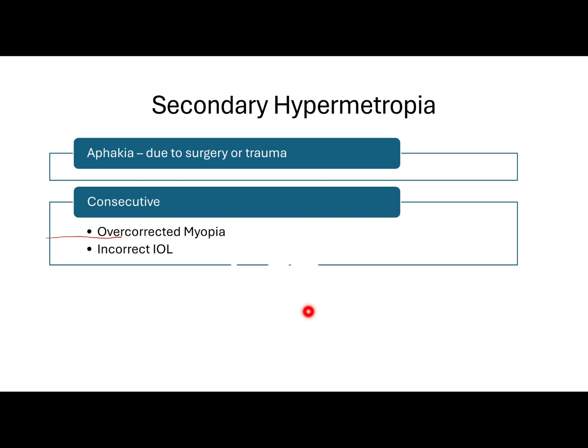Now all these things can happen secondary to either surgery or trauma. For example, aphakia because of surgery or trauma, or consecutive hypermetropia, where overcorrection of myopia or incorrect IOL power has been put in the eye, leading to improper focusing on the retina. Such reasons are the cause for secondary hypermetropia.